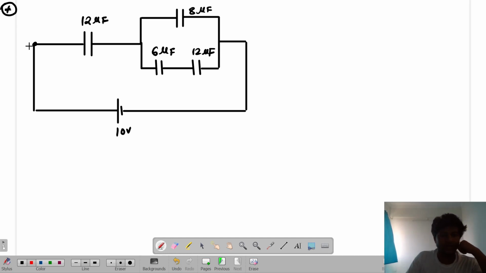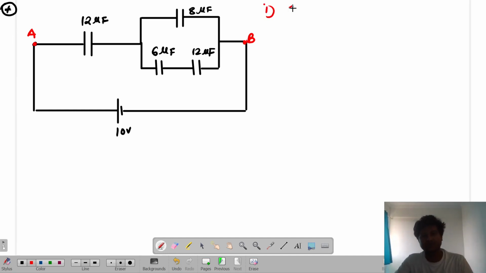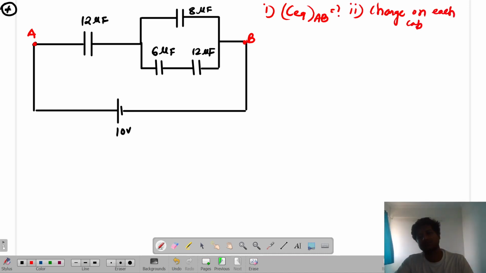The question is: if this is point A and this is point B, find the equivalent capacitance first, C equivalent along AB, and second, the charge on each capacitor. Do it fast.